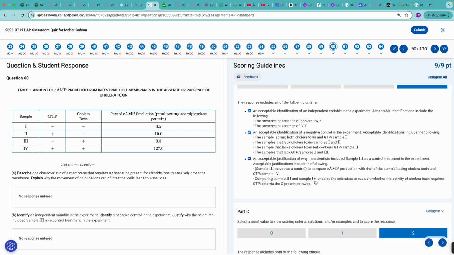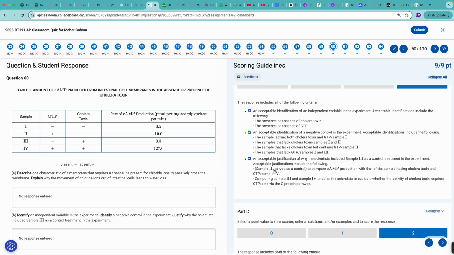And the thing that I was saying with the cyclic AMP production is also correct. It's also correct. No, I didn't mess up. The cyclic AMP production is also correct. So you can compare the cyclic AMP production with that of a sample having cholera toxin and GTP and with one that doesn't, which is IV. Okay.